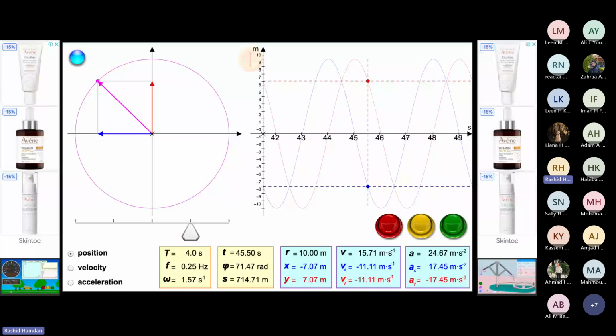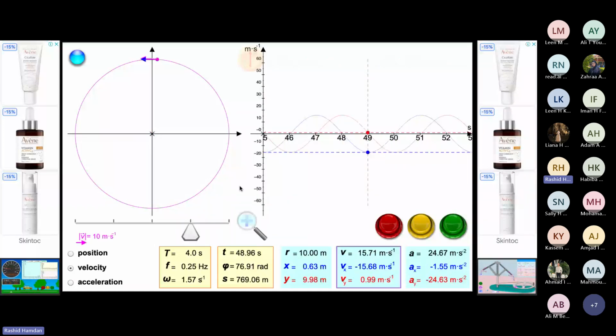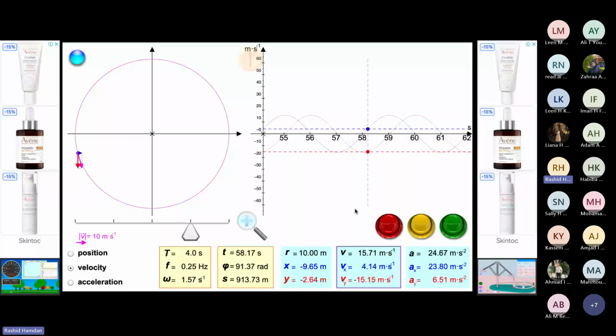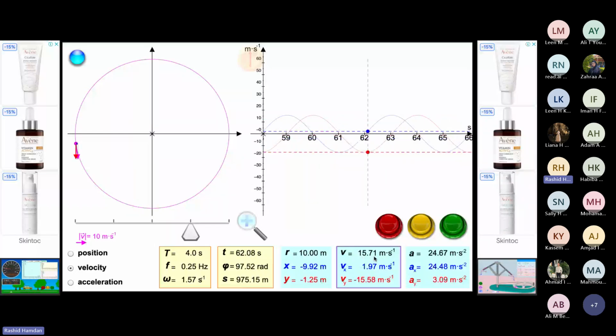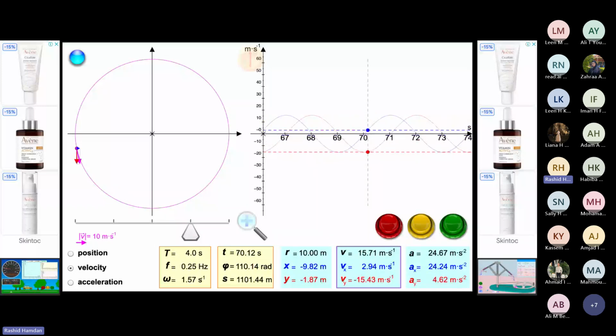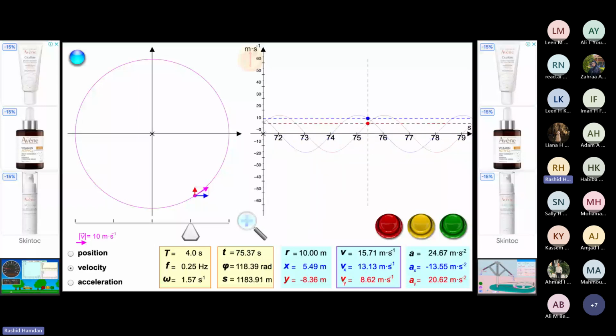If you look at the velocity now, the velocity vector is tangent to the circle, but also the x component of the velocity is changing and the y component of the velocity is changing. Again, in the box here the velocity is 15.7 meters per second. Vx is changing between minus 15.7 and plus 15.7, and Vy is changing between minus 15.7 and plus 15.7.